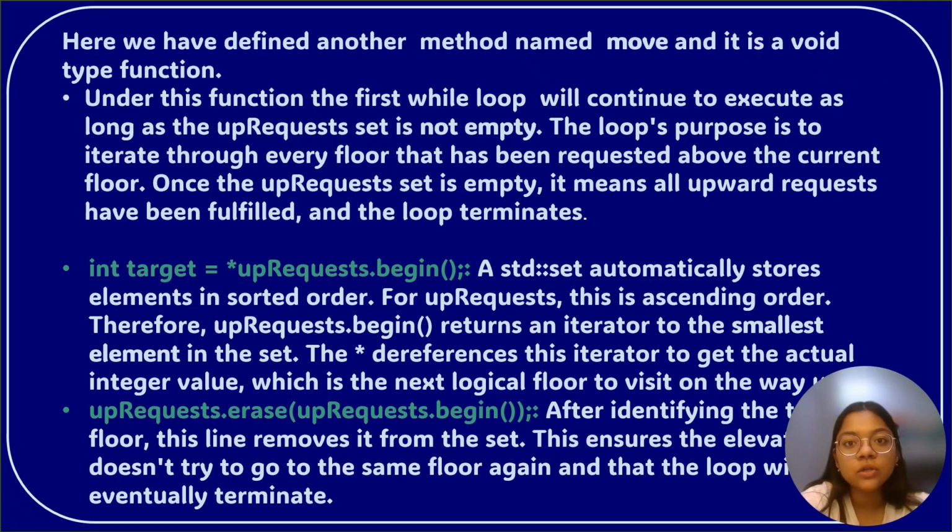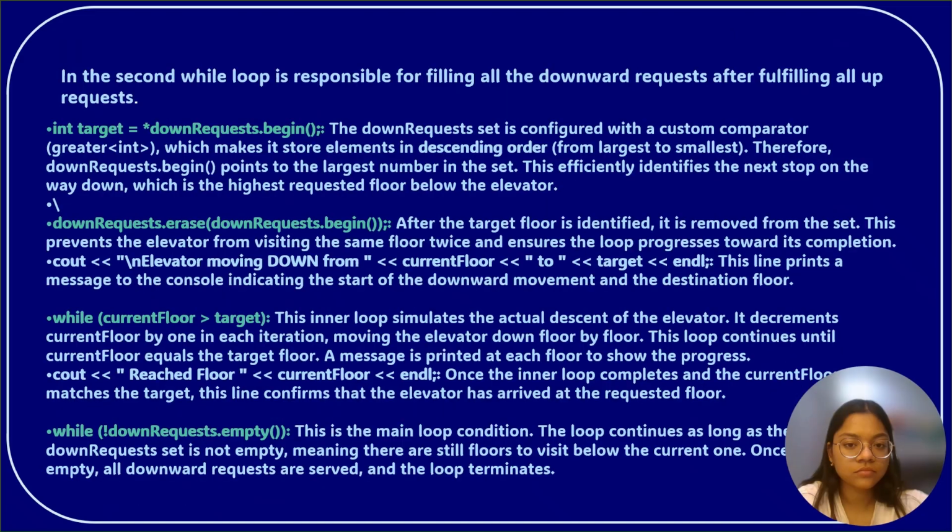Another thing that we had to look at was why we are removing the first element of the up request set or down request set. It was so that we don't try to go to the same floor again and again, and that the loop eventually terminates. It shouldn't go on infinitely. That's why we were removing the first element of those sets again and again, so that we don't repeat those flows. This is all the content that I explained in the previous slide, the same is written here.